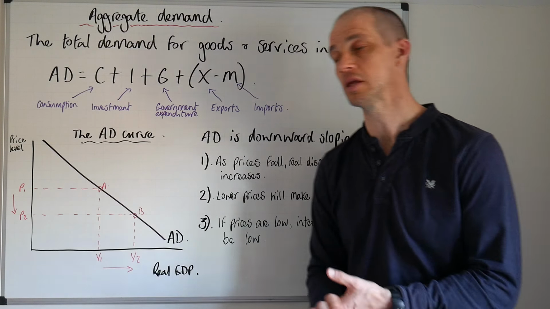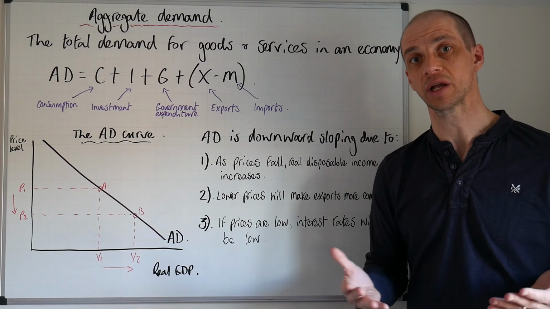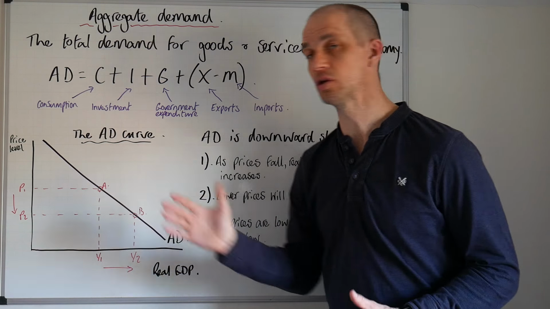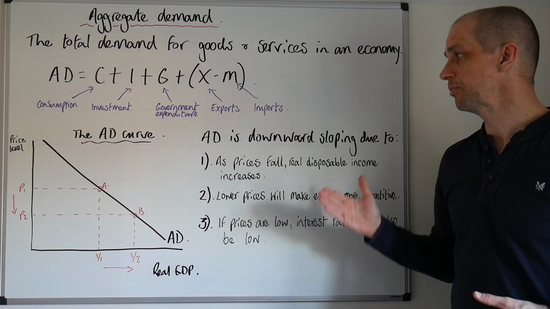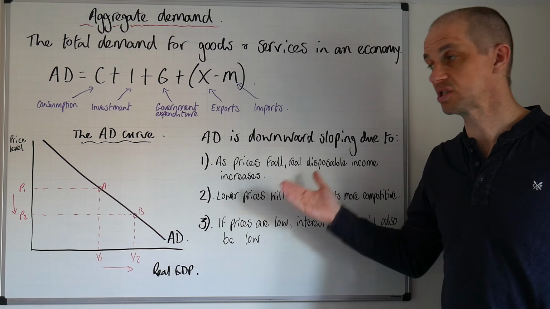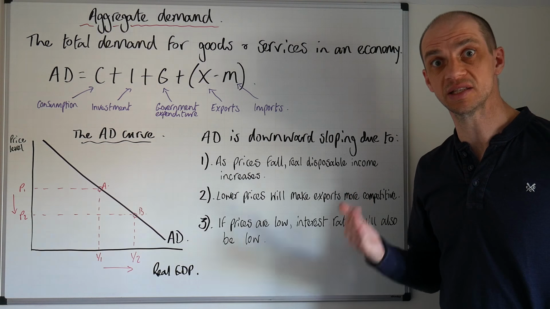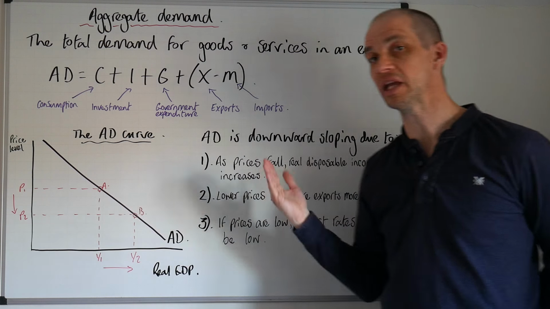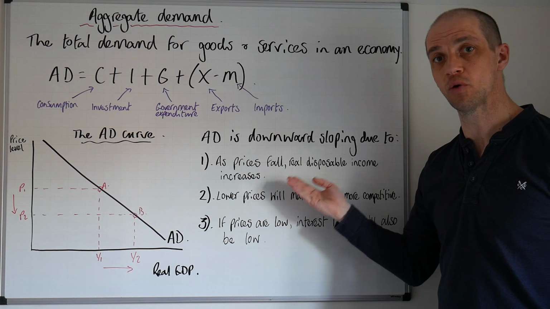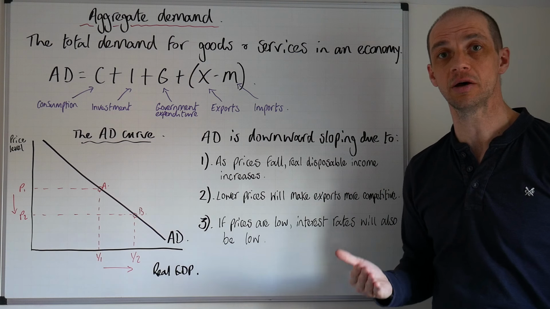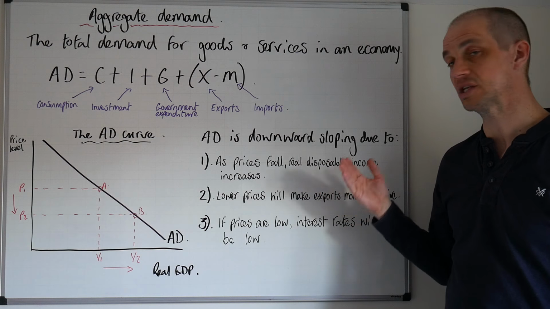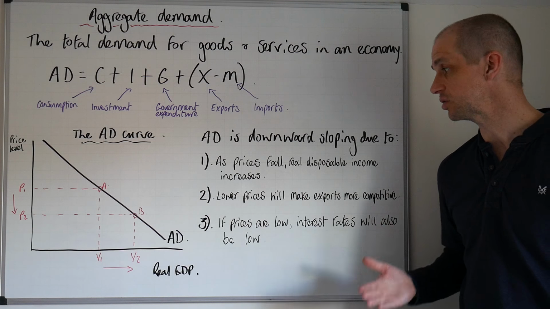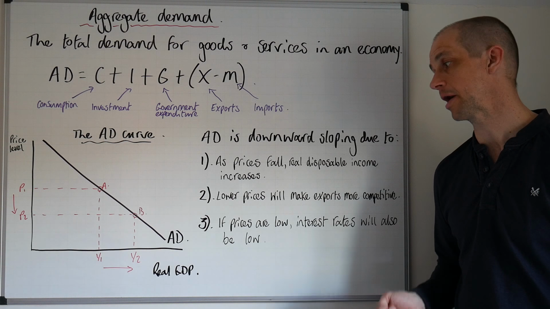Okay, now really what we're just considering here is a movement along the demand curve in response to a falling price level. So let's have a look at some of the reasons as to why aggregate demand is downward sloping. Well, firstly, we can see that at price level P2, as prices fall, real disposable incomes will actually increase. So real disposable incomes will increase as prices fall. So that's a really important point to understand.